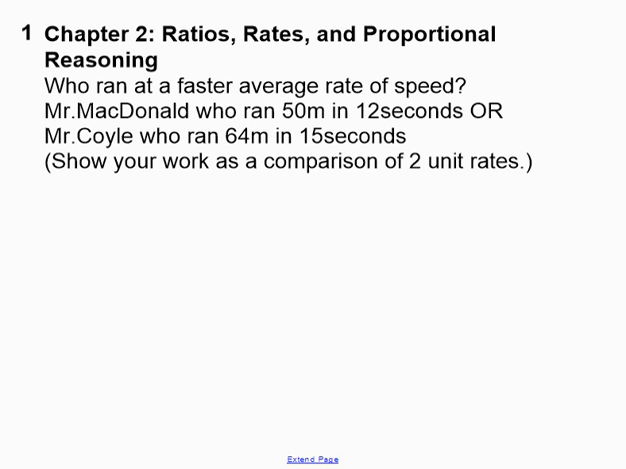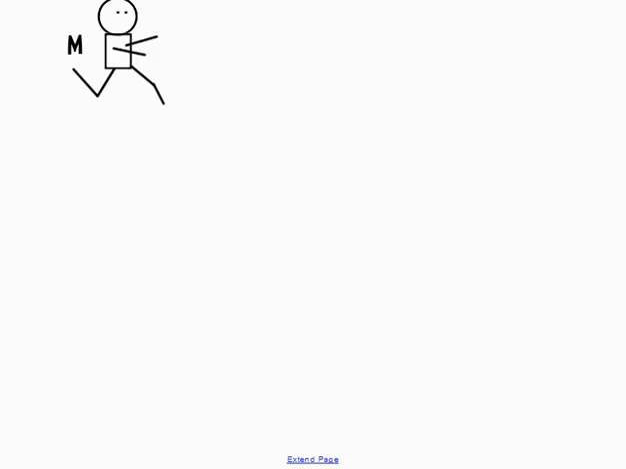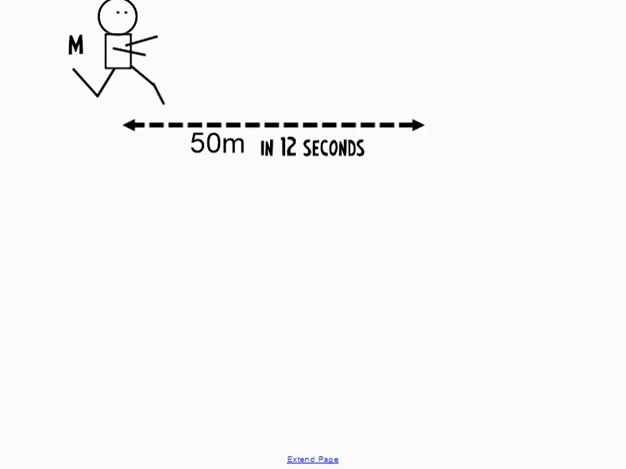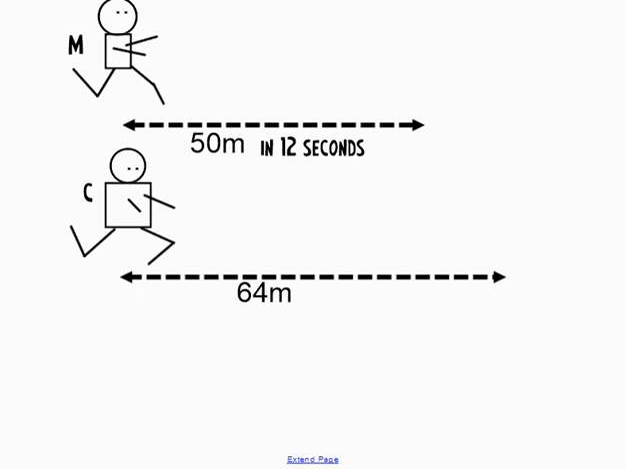So we'll start with question number 1. It says, who ran faster, Mr. McDonald or Mr. Coyle? If we look at this question, Mr. McDonald, oh, what a good looking picture of Mr. McDonald, ran 50 meters in 12 seconds, and Mr. Coyle ran 64 meters in 15 seconds.